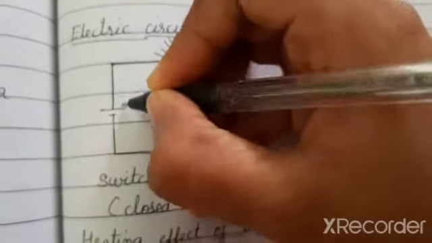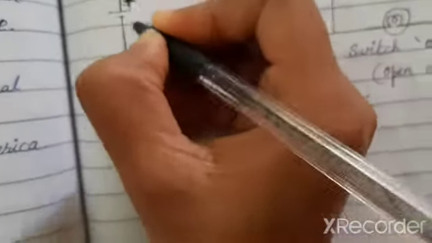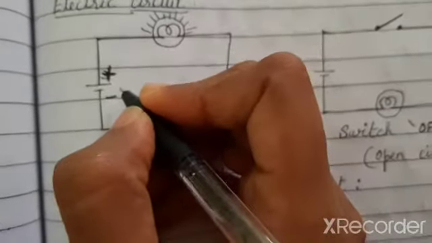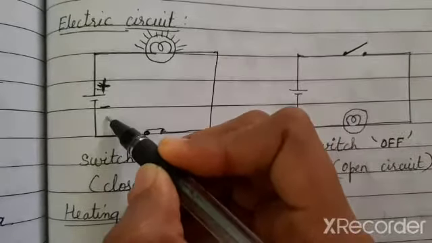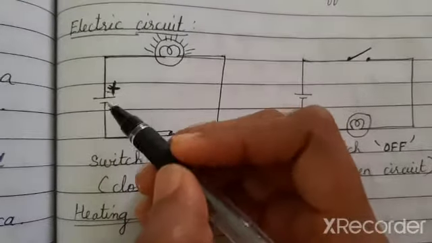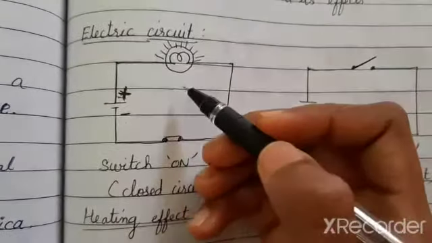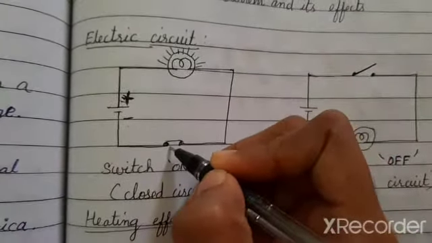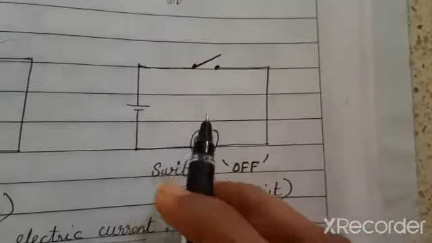So this is a cell. A cell will have a positive terminal and a negative terminal, right? So from the cell, from the positive end, the charges start to flow, and since the switch is in on position, the bulb starts to glow. Okay, now let us see the next one.